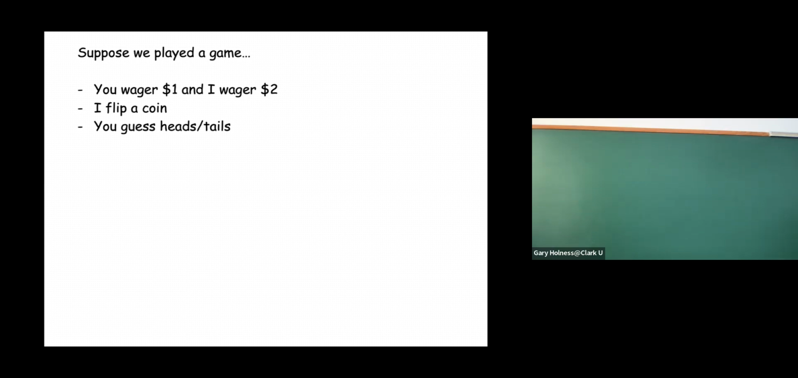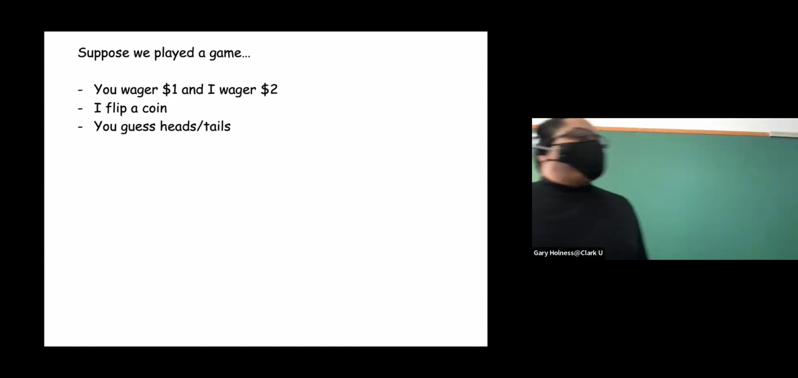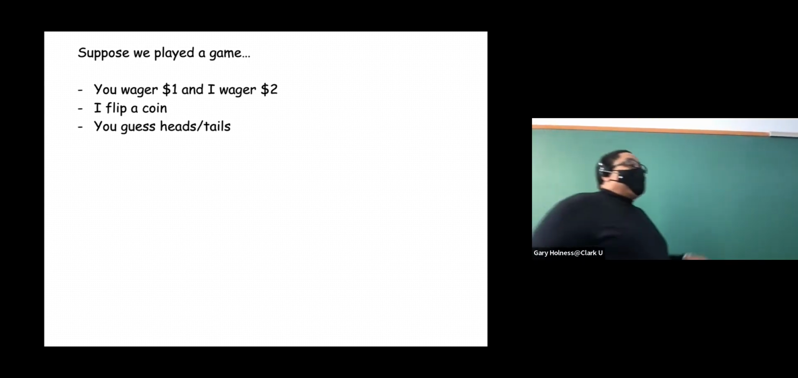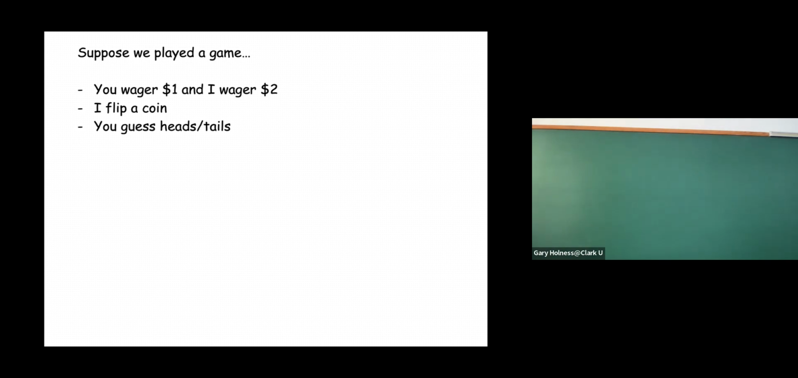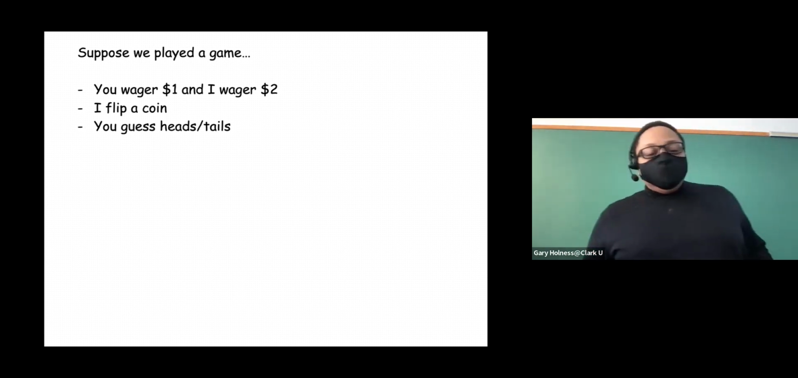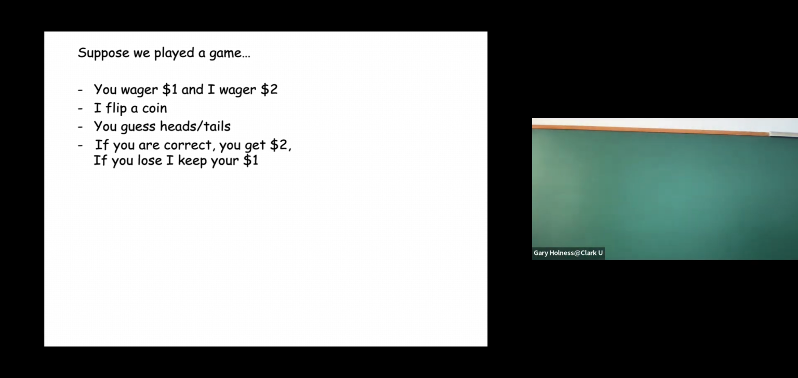So you guess heads or tails, I flip the coin, and it's a fair coin, right? There's a problem if it's a biased coin, because that means heads and tails are not going to be 50% probability each. If you're correct, you get to keep my $2. If I'm correct, I get to keep your $1, or in this case, your $100. But nonetheless, let's imagine you're correct, you keep my $2. If I'm correct, I keep your $1.